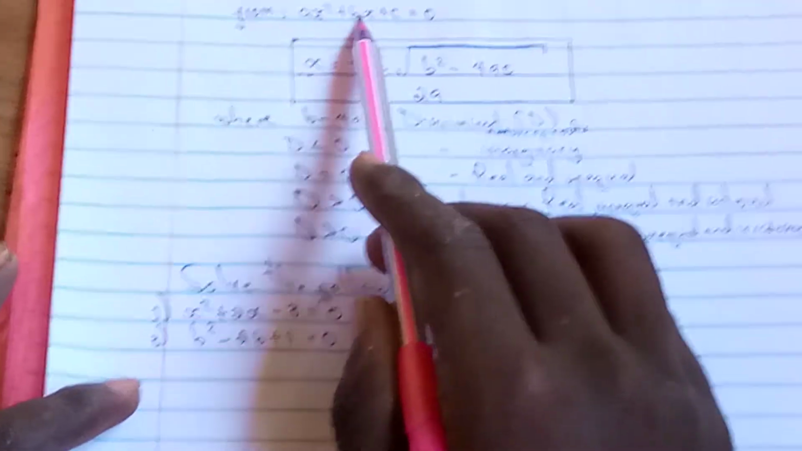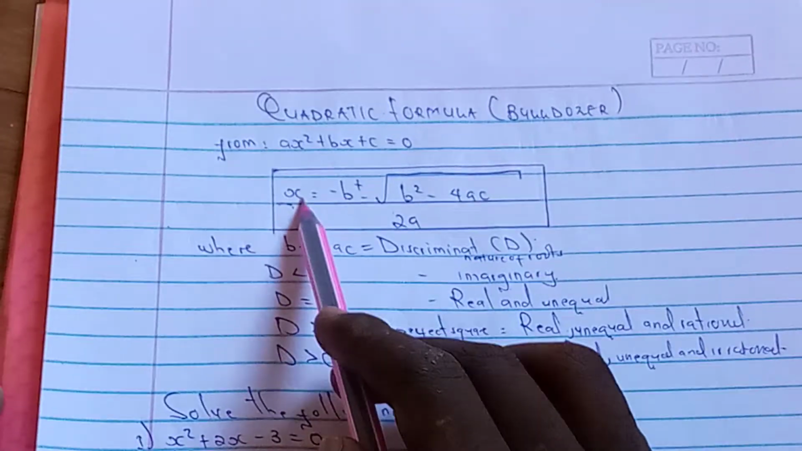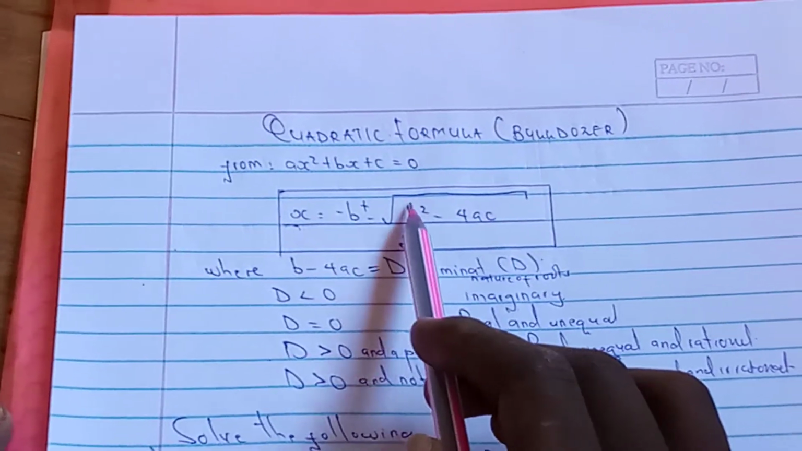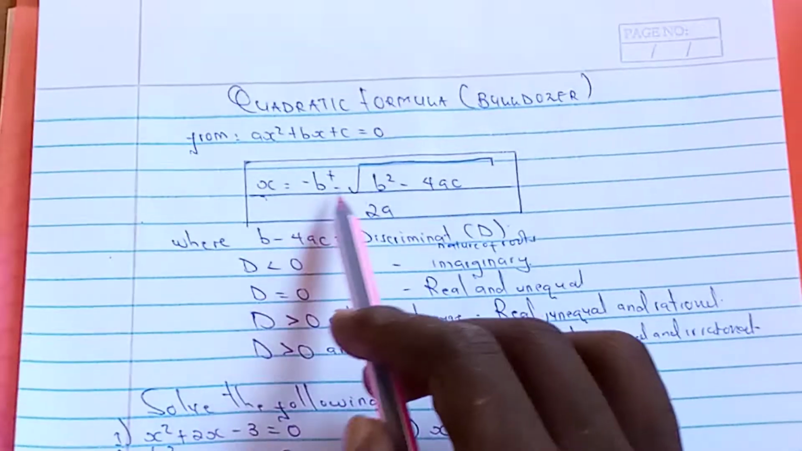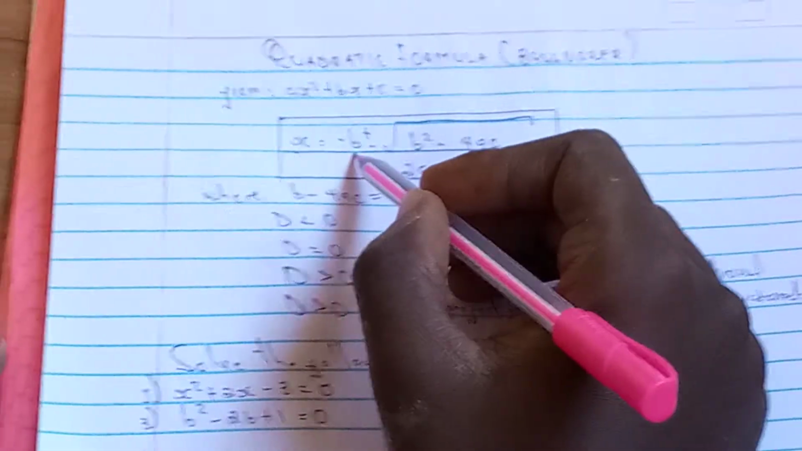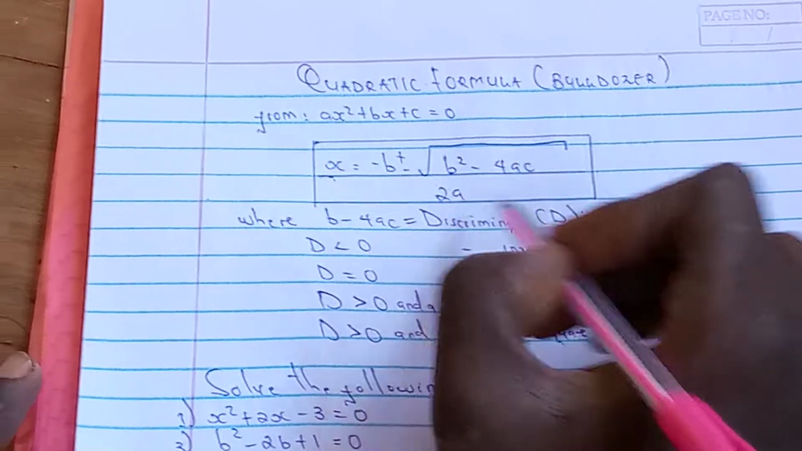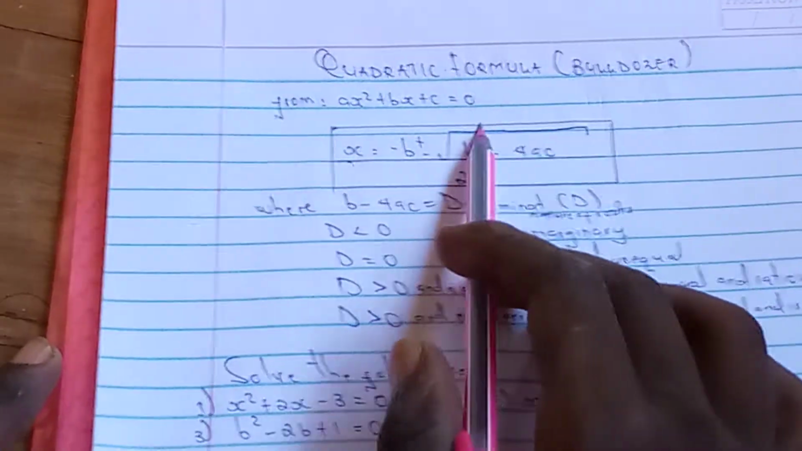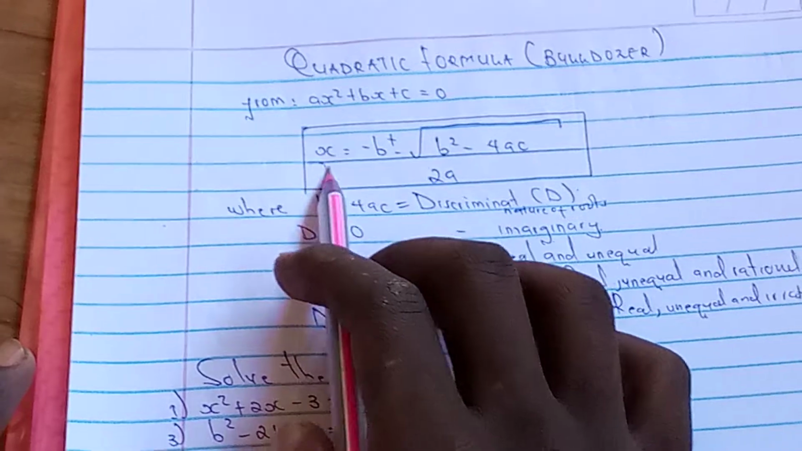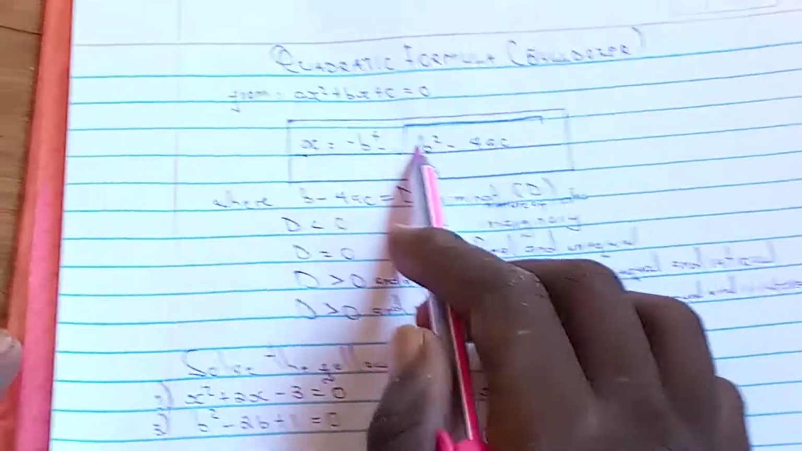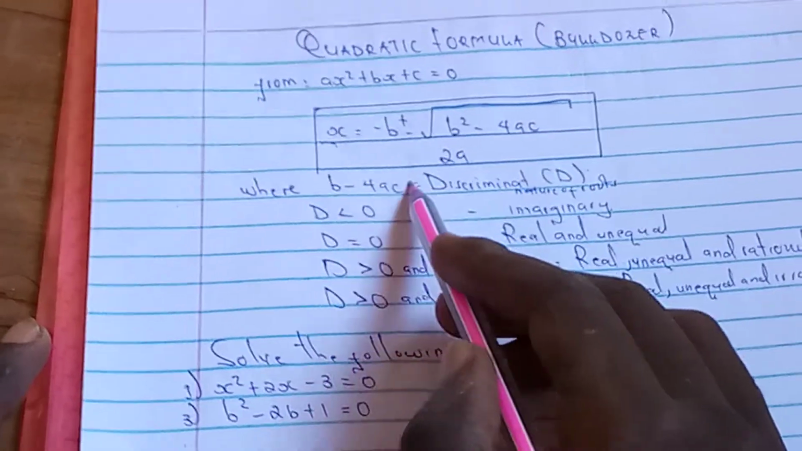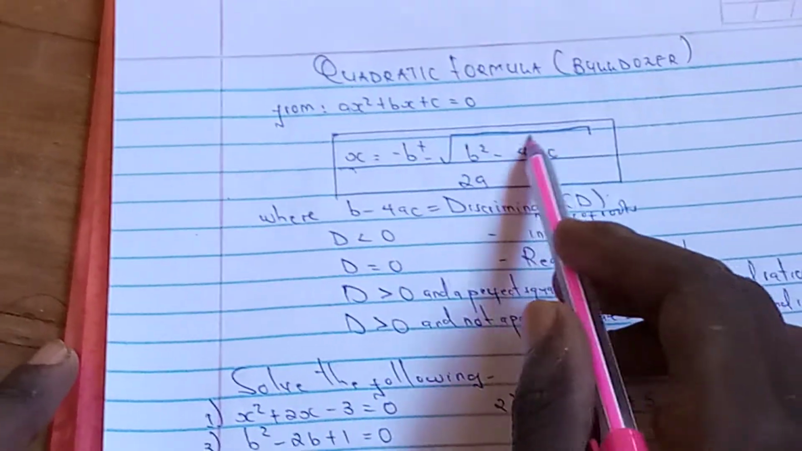From ax squared plus bx plus c, x is equal to negative b plus or minus the square root of b squared minus 4ac, all over 2a. So this is the exact equation you have to know. So long as you know it, you can solve quadratic equations using this quadratic formula. This b squared minus 4ac is the discriminant, what is in the brackets.